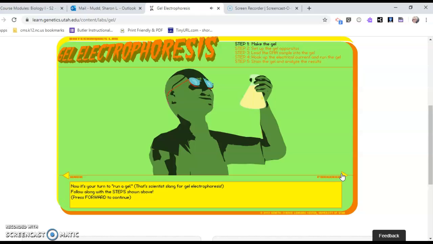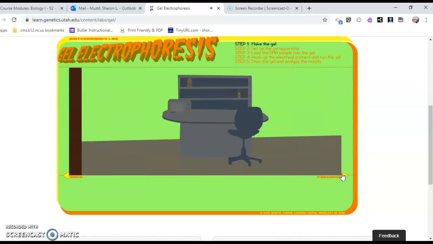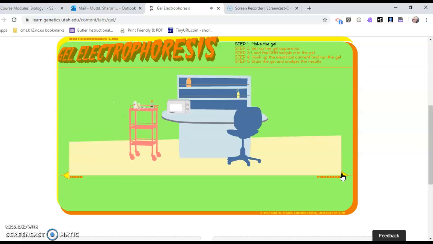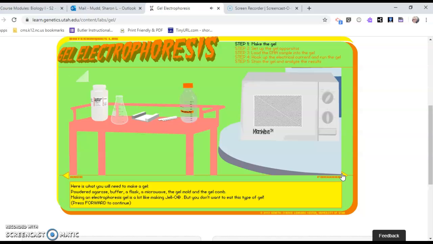So now we are going to run a gel together, and we are going to follow the steps which are shown right up here, starting with make the gel. So we need some powdered agarose, we need a buffer, we need a flask, we need a microwave, and we need the gel mold and the gel comb. This is kind of like making Jello, but you sure don't want to eat this kind of gel.